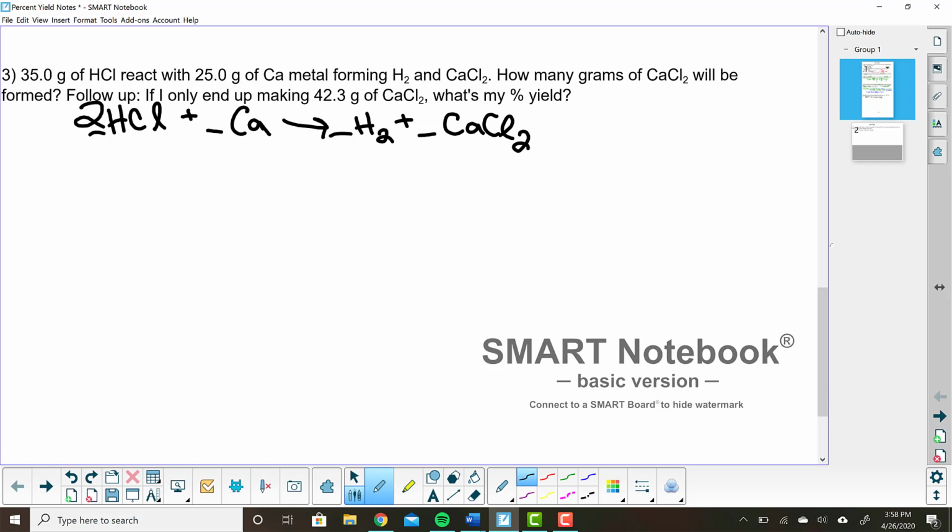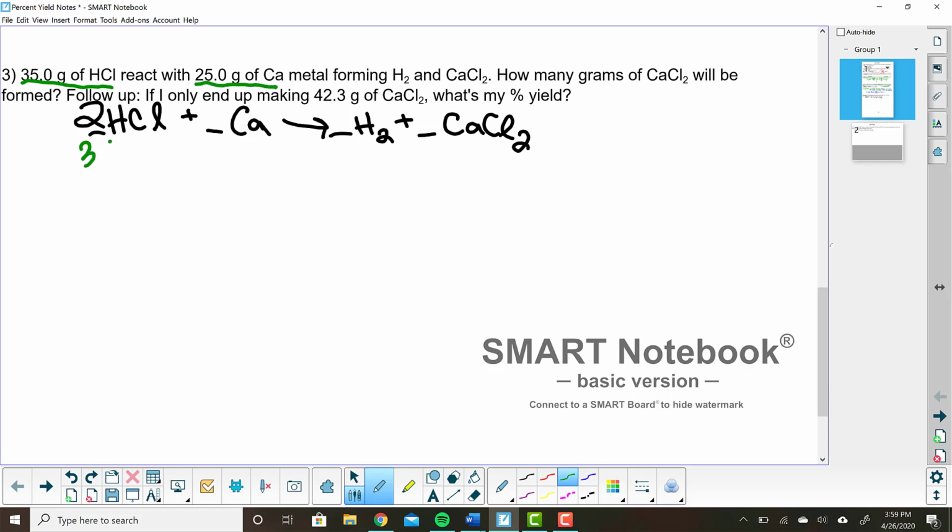Let's go back and reread the problem. It says 35 grams of hydrochloric acid react with 25 grams of calcium metal. And it says how many grams of calcium chloride will be formed. Follow-up, if I only end up making 42.3 grams of calcium chloride, what's my percent yield? So again, we need to sort of annotate this question, figure out what is the information that I have. I've got two starting values. I've got 35.0 grams of hydrochloric acid and 25.0 grams of calcium.